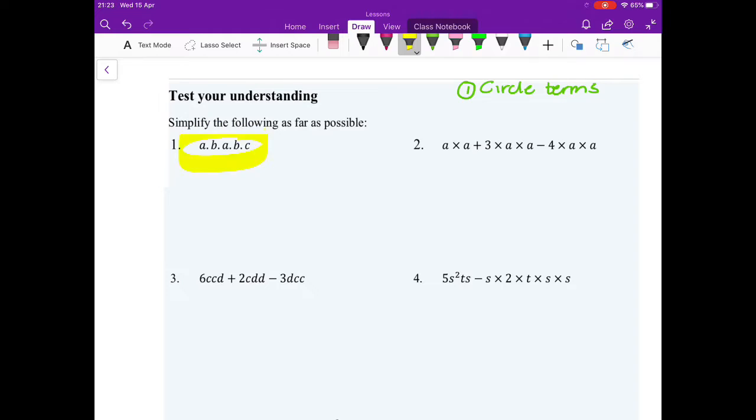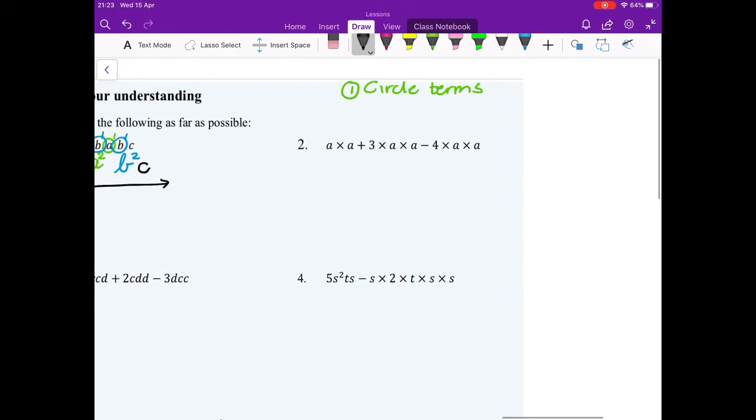Right, so if I look at number 1, I have no plus or minus, so we know that is one term. So as soon as we know it is one term, we're going to say, are there any powers with the same base? There's an A, so A times A, I write down my base and I add exponents. Now I look to see if there are any other bases that are the same. There's a B, so I write down my B and I say 1 plus 1 is 2, and there's only one C. So my simplified expression is A squared B squared C.